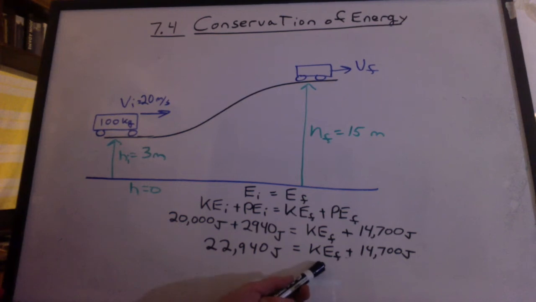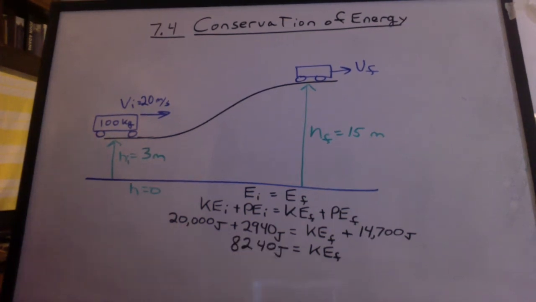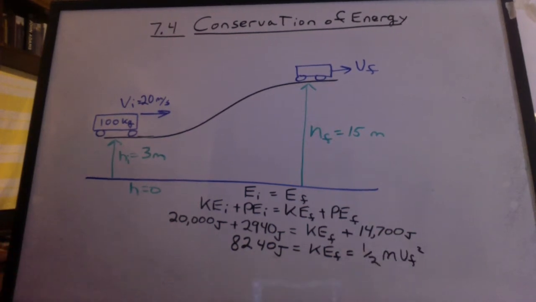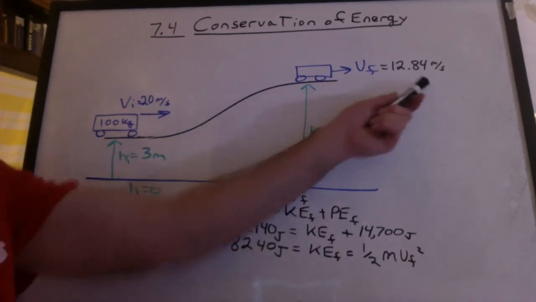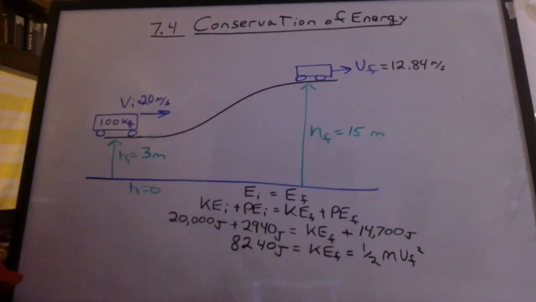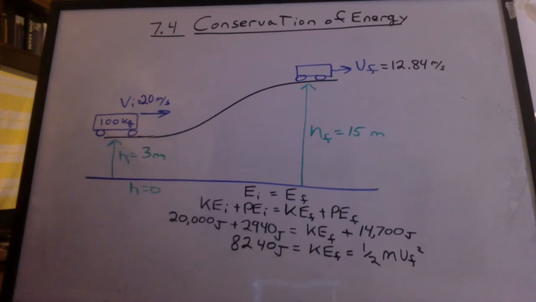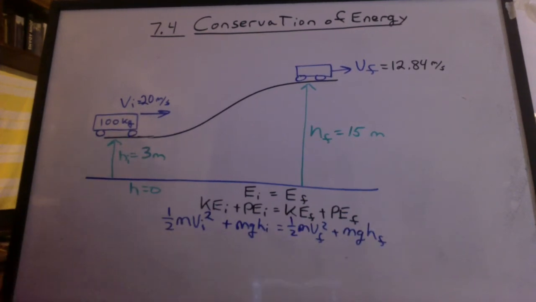So we'll now be able to solve for the kinetic energy final. It gives us 8,240 joules. And again, using 1/2 mv final squared, we get 12.84 meters per second. Now just think about this. If you made a mistake, you might be able to pick it up because that velocity has to be smaller than that one. Let's just take a look at all the variables now.